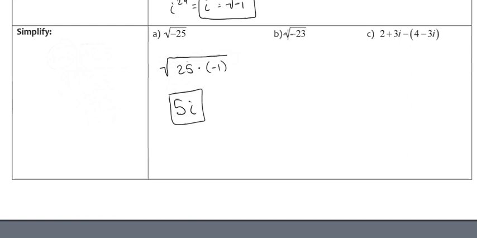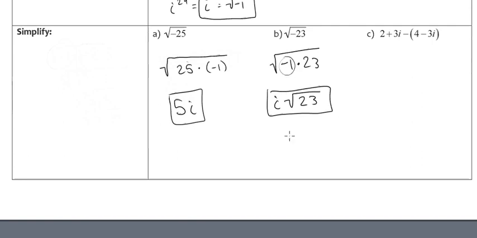So B, got the same idea here. We're going to break it up into its factors, and there's no perfect squares that go in here. And so really we're just left with that -1 times 23. The -1 we can pull out as an i, but this 23 doesn't simplify at all. So it's i times the square root of 23.